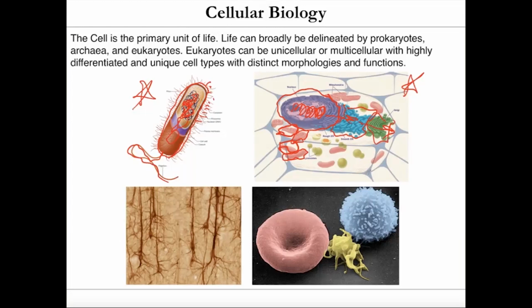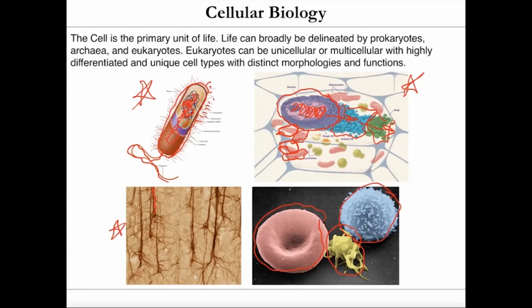In multicellular eukaryotes, such as ourselves, cells can be very differentiated as well. You can have a lot of different unique cell types with distinct morphologies and functions. Right here we have neurons. You can see they have these branches, these axons and dendrites, and that's how your brain functions. They have these long morphologies, and they communicate with each other, and that allows me to basically be talking to you right now. And here we have a red blood cell, a platelet, and a white blood cell. You can see they each have distinct morphologies based on their function.